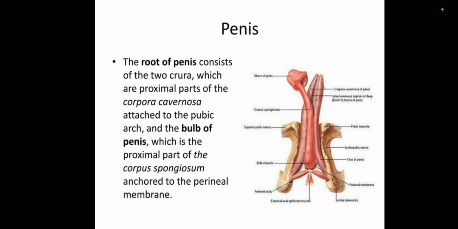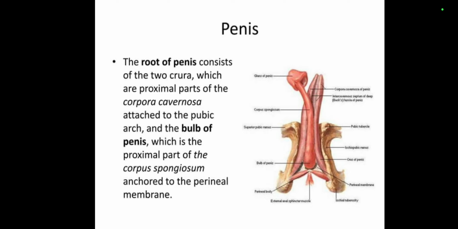It consists of two crura, which are proximal parts of the corpora cavernosa attached to the pubic arch, and the bulb of the penis, which is the proximal part of the corpus spongiosum, anchored to the perineal membrane. Okay, what is corpora cavernosa and corpus spongiosum? Let's discuss it one by one.